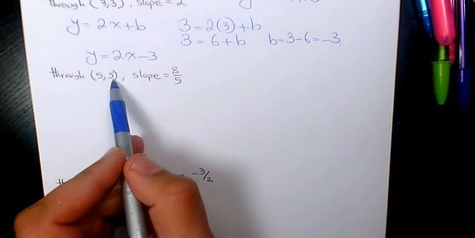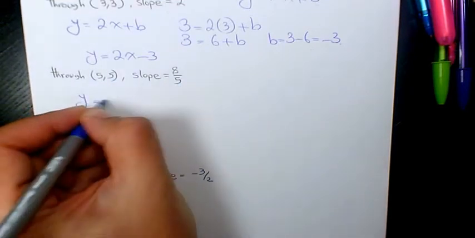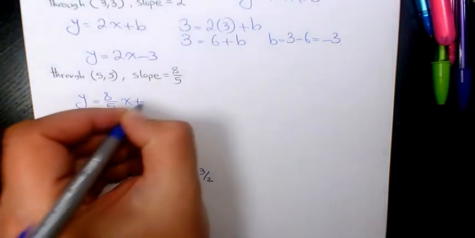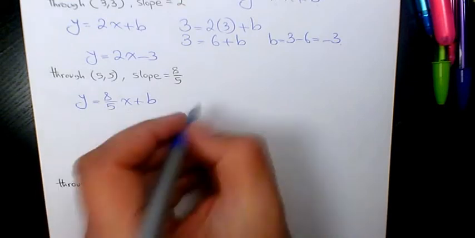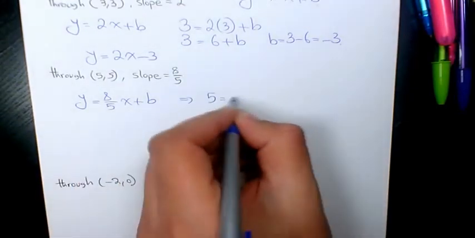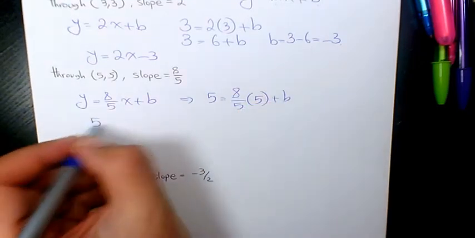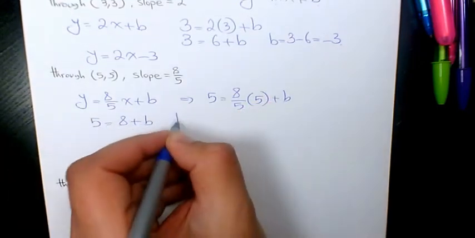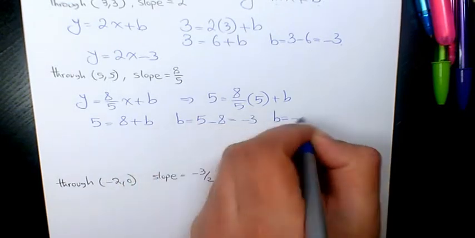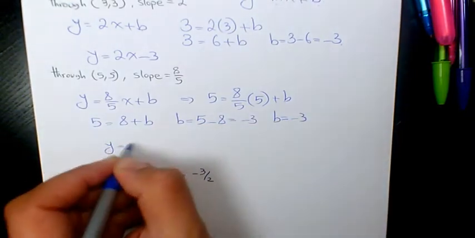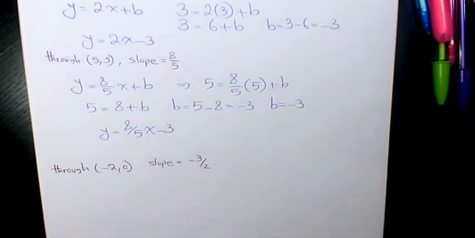We have the point (5, 5), and the slope is 8 over 5. So it's going to be y equals 8 over 5 x plus b. We need to substitute this point in order to find b. So we have 5 equals 8 over 5 times 5 plus b. So we have 5 equals 8 plus b. So b will be 5 minus 8 equals negative 3. So b is negative 3. So y will be 8 over 5 x minus 3. That's the equation of the line.